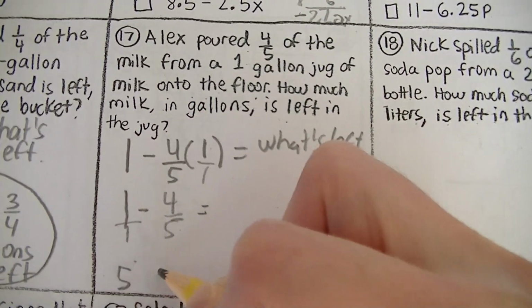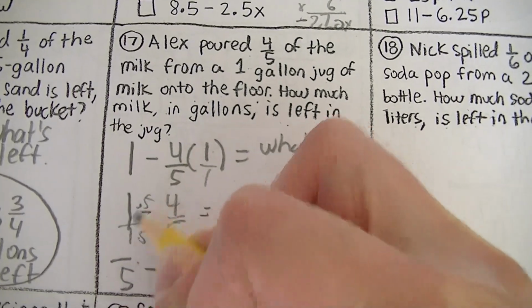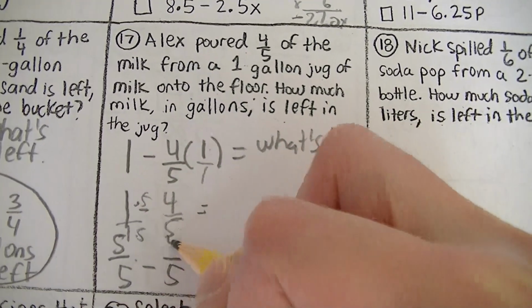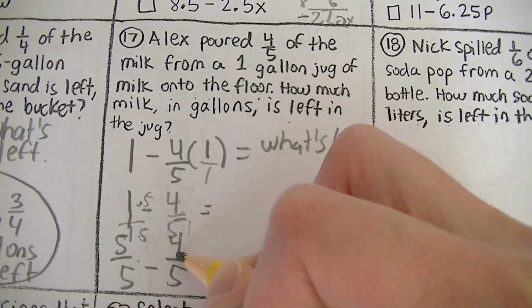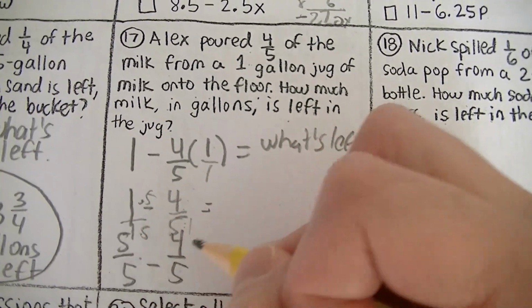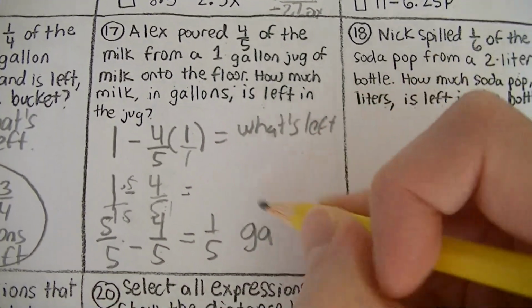And let's get a common denominator, because that's over 1. It should be 5 as the common denominator. 1 times 5 is 5. So 5/5 minus 4/5, that's the same denominator already. 5/5 minus 4/5 is 1/5 gallons left. 1/5 of a gallon left.